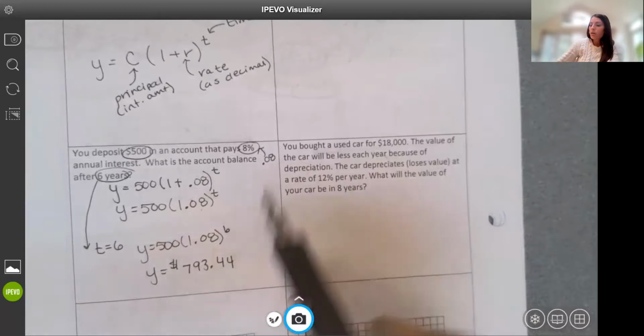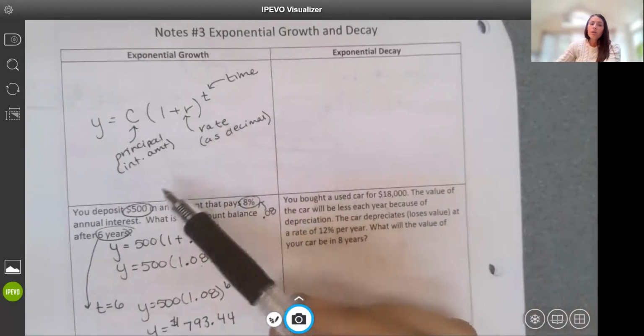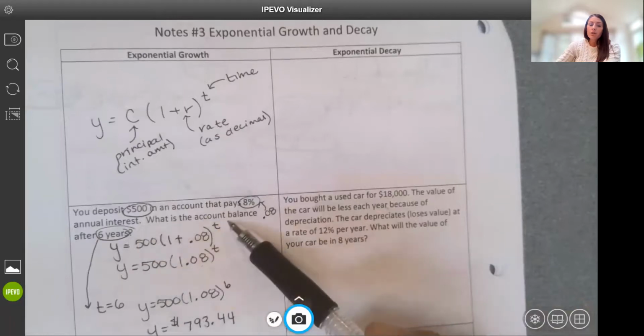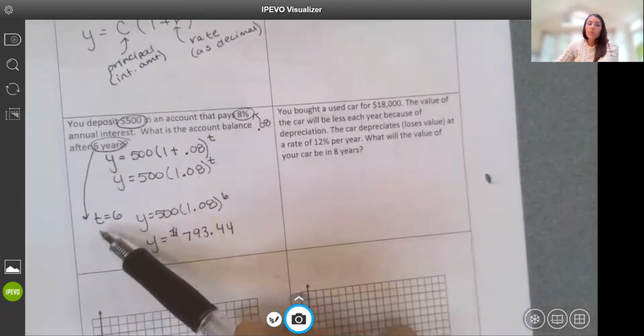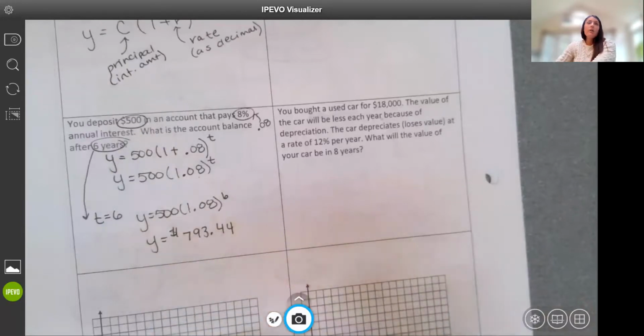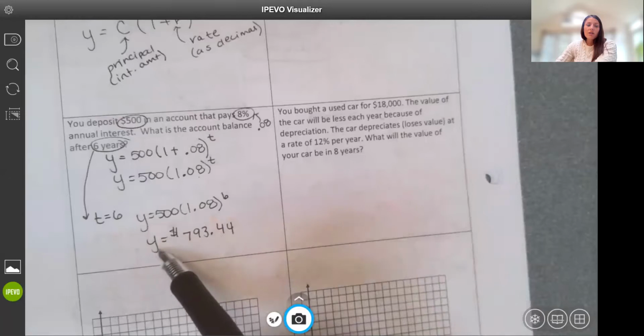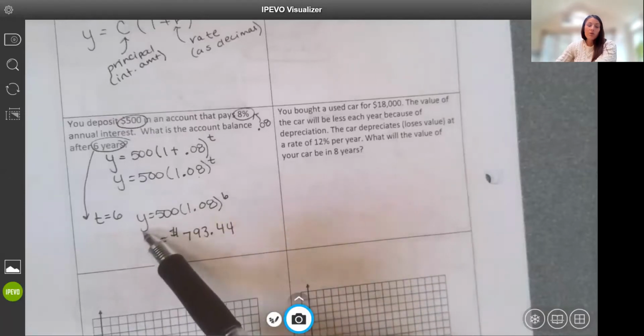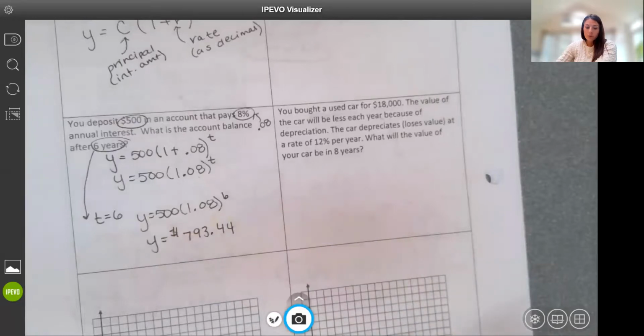Okay, so using our formula to put the parts together to create a function that then I can put in a value for time. I could have said, after how many years will the account be worth $1,000 or something like that. And that we'll talk about further on in the notes. That's a little more complicated when it gives us the output versus the input. Okay, when it gives us a y value versus t value.